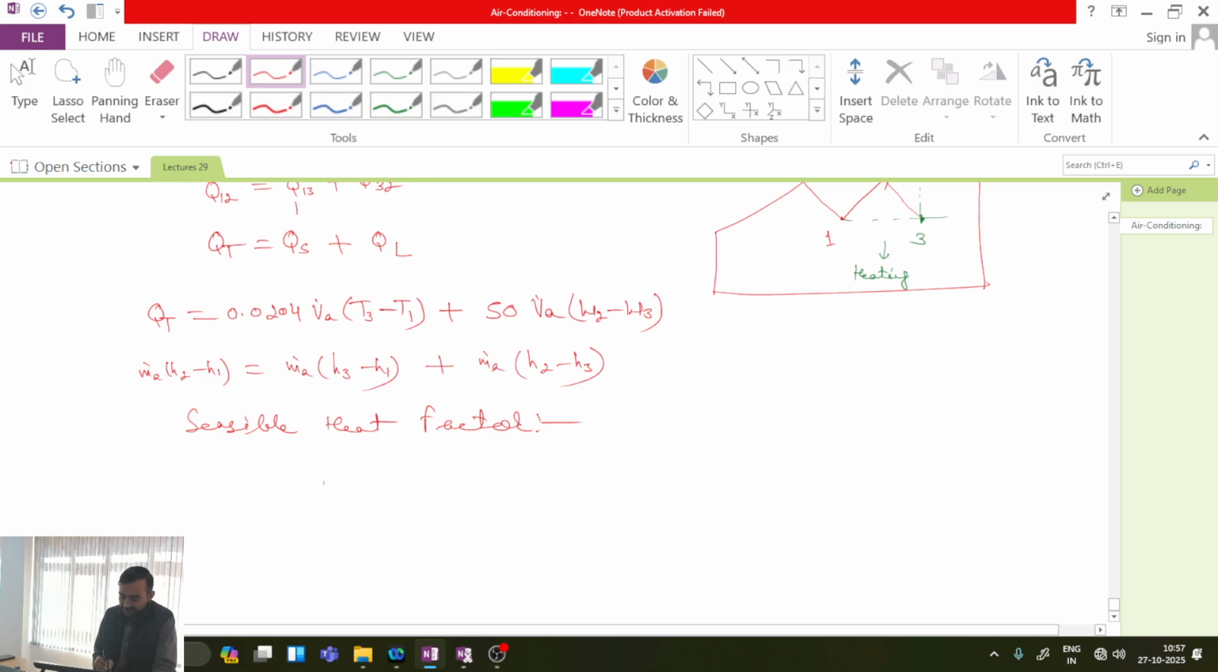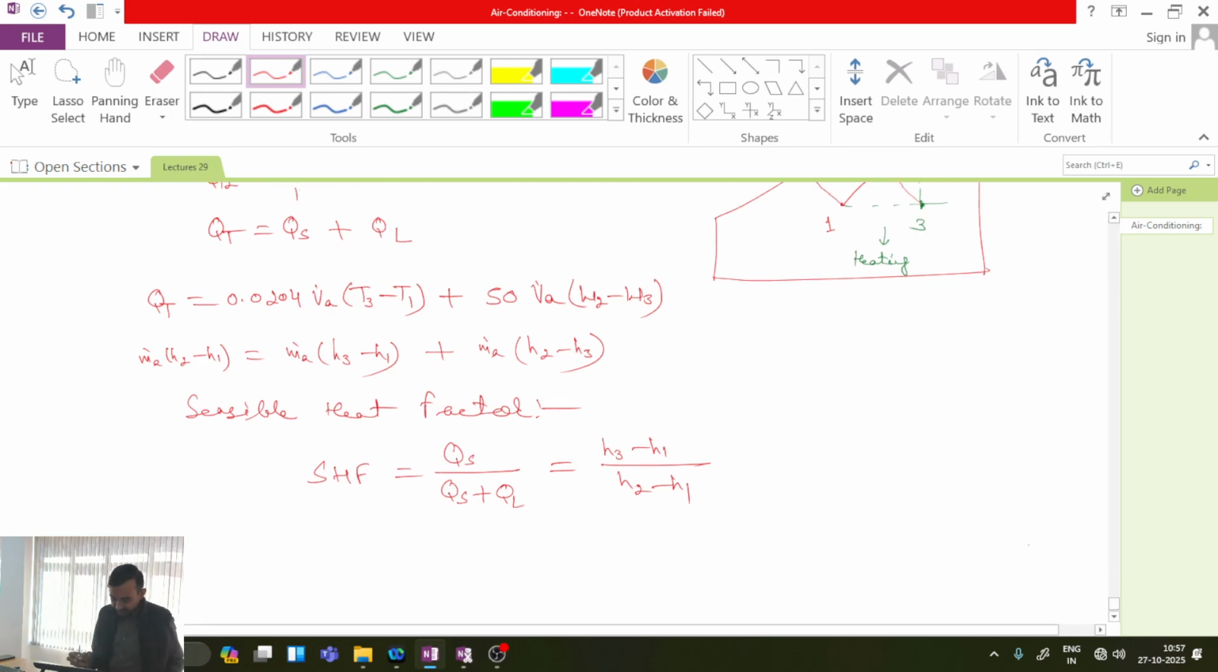Here we define one important parameter which is called sensible heat factor. What is sensible heat factor? Amount of sensible heat divided by total load, sensible plus latent. So in simple terms, m dot A will be cancelling everywhere, and it becomes H3 minus H1 divided by H2 minus H1, the total load. Correct?